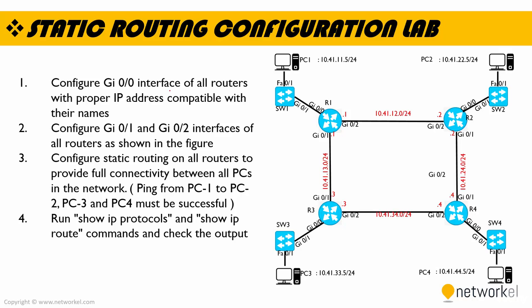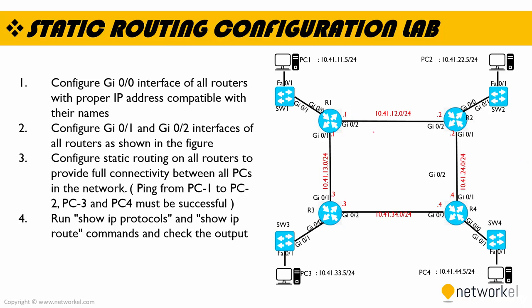Okay, let's go. Let's talk something about the topology too. We have 4 PCs, PC 1, 2, 3, and 4. We have 4 switches, switch 1, 2, 3, 4, and we have 4 routers, router 1, 2, 3, and 4. We have different networks. As you can see, we have the 10.41.11 network for here, 32 network for here, 44 network for here, and 22 network for here.